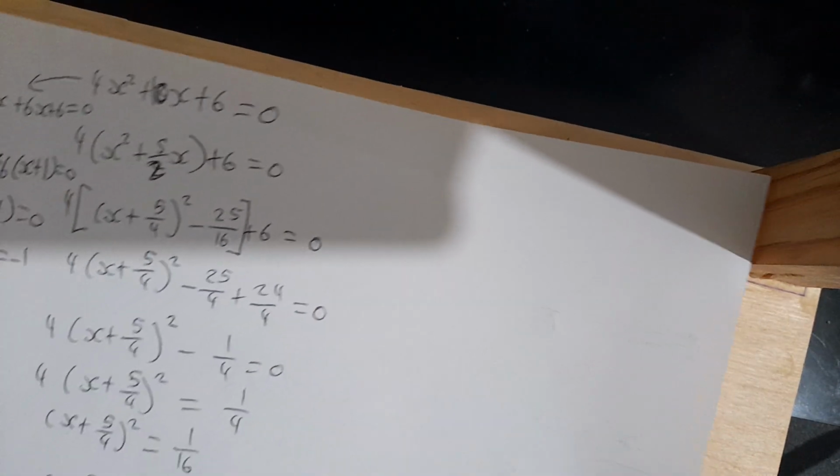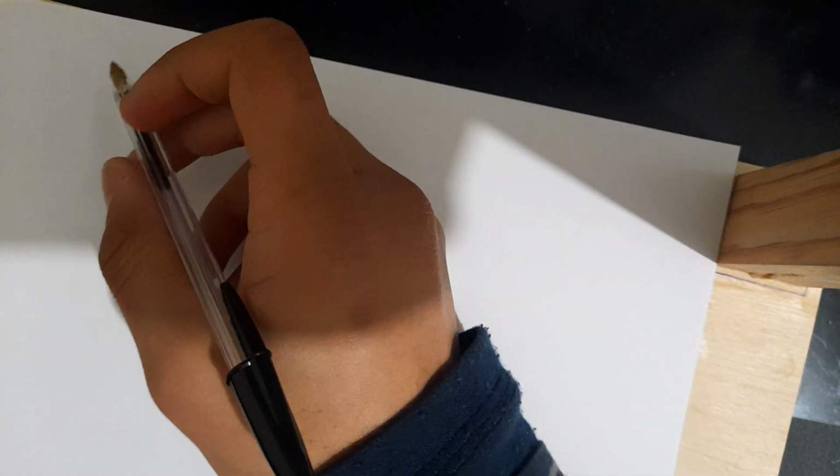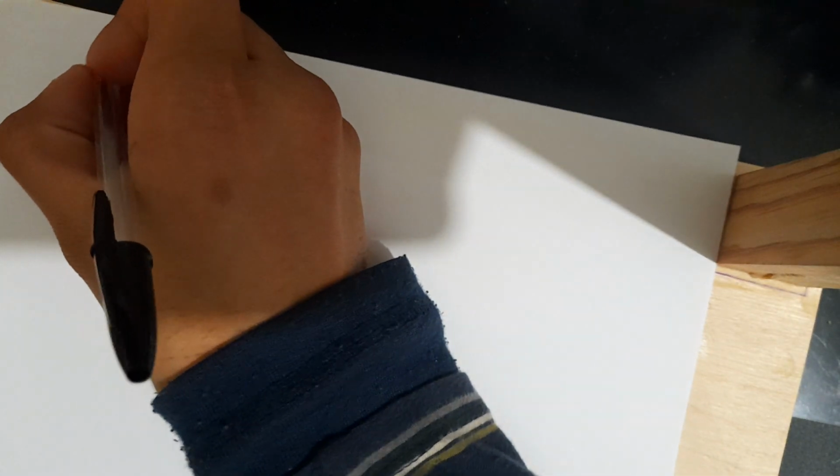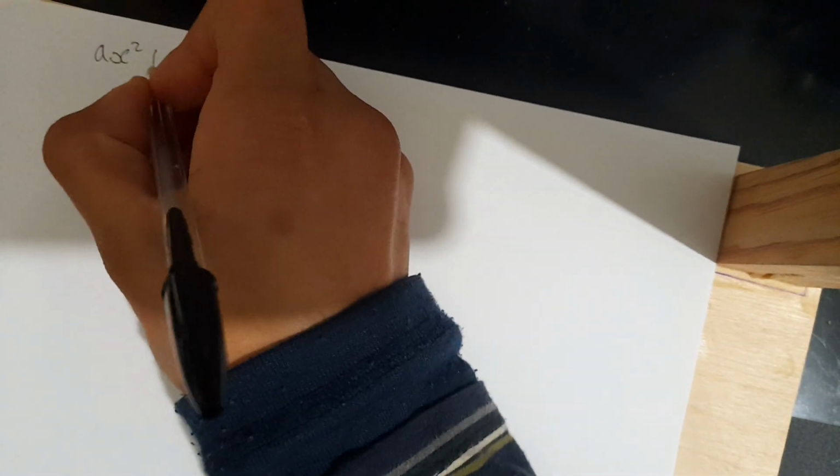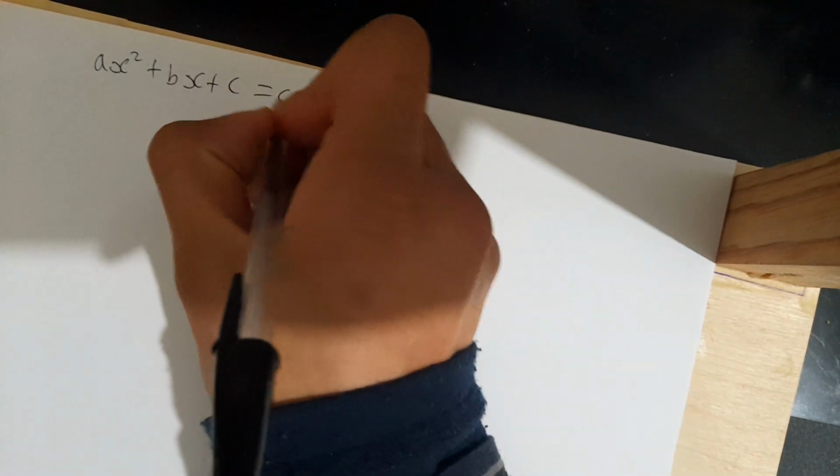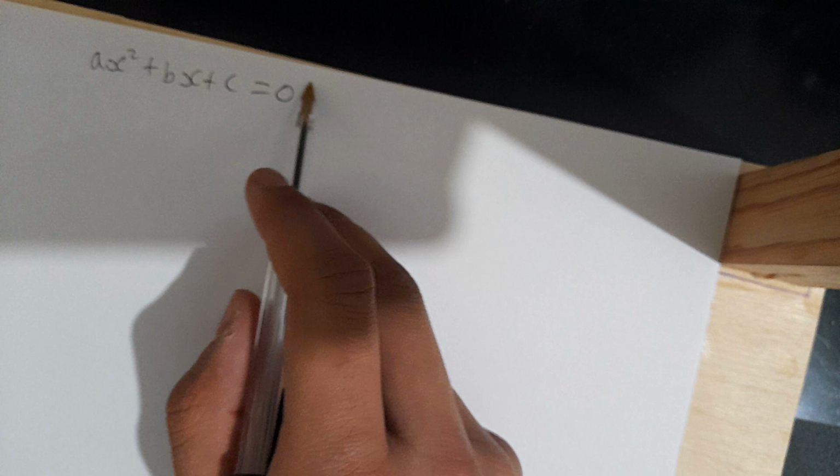So now on to the proof that I was telling you about. Well, the formula doesn't actually use any numbers. It just uses a, b, and c. So on our quadratic, let's just write it like that. ax squared plus bx plus c equals 0. That's a standard form for any quadratic.